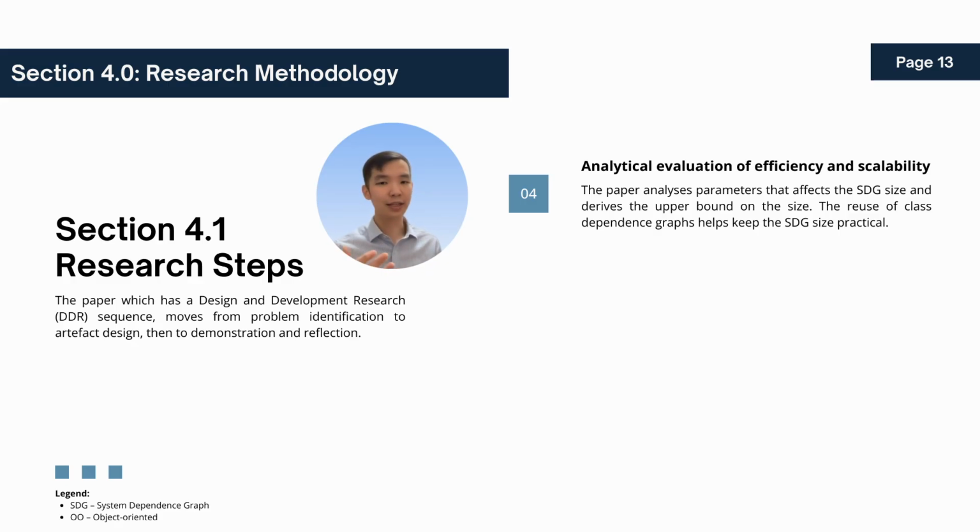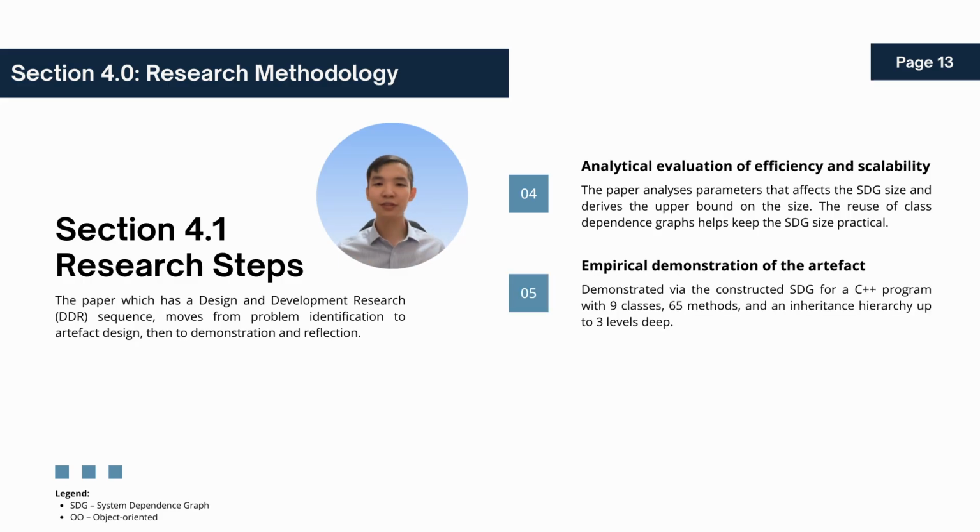Instead of just claiming that the graphs are functional or that they are practical, the authors actually derive an upper bound on the size of the SDG based on parameters such as the vertices and edges per method, instance variables, call sites, and even the inheritance depth. This analytical quantitative analysis allows them to argue that even in the worst case, the graph size remains in a manageable range. And in the fifth step, they demonstrate the artifact empirically.